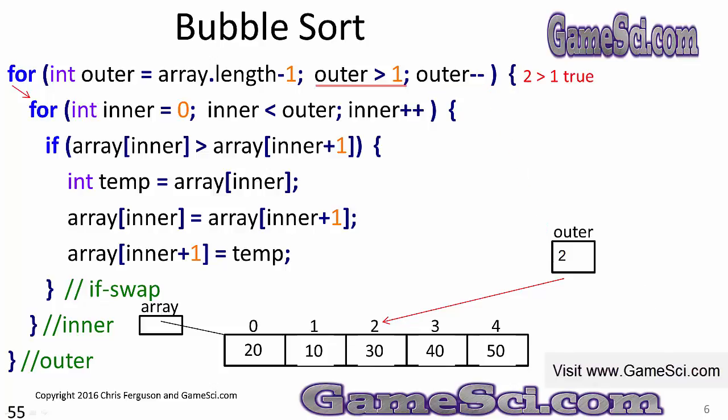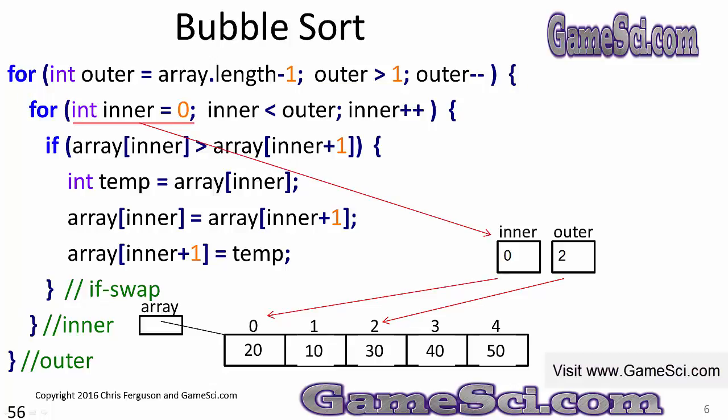2 greater than 1 is a true statement, so we're going to go inside the loop and execute the inner loop. Inner once again starts over at 0. Every time through the inner loop it starts over at 0. Start at position 0 and go to outer, swapping numbers when you see they're out of order.